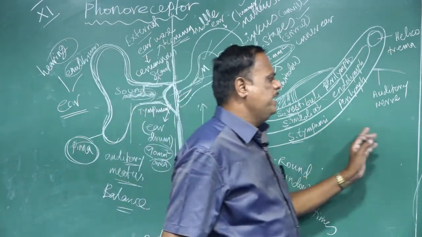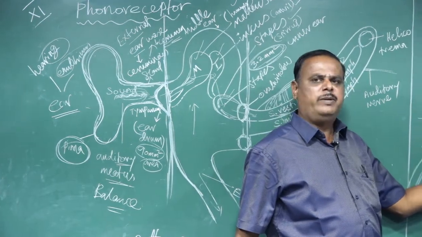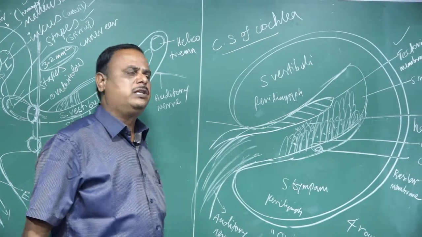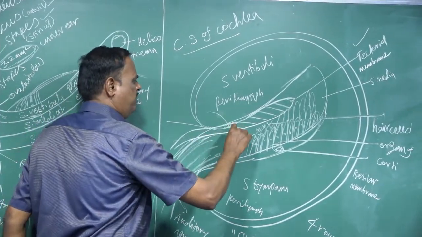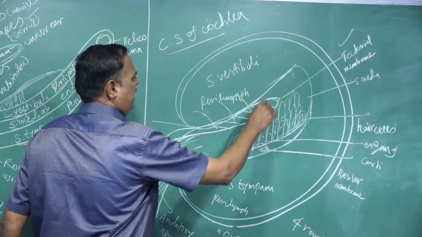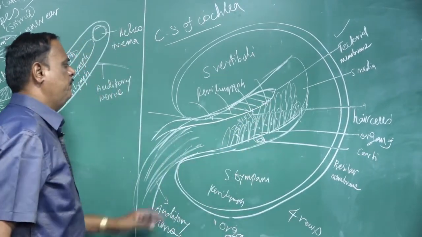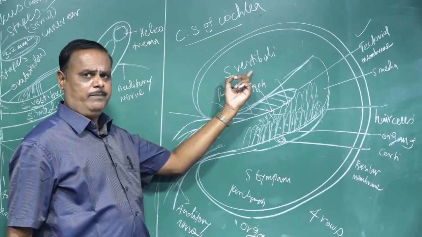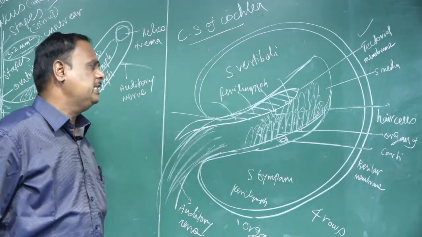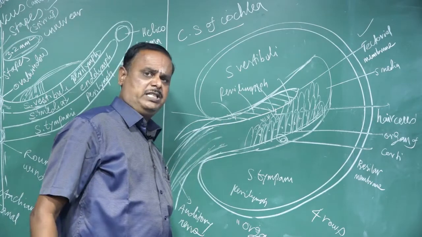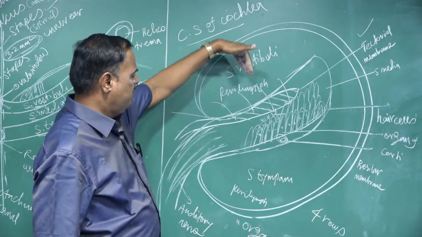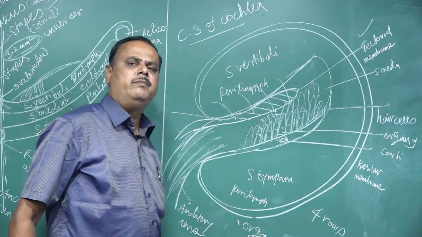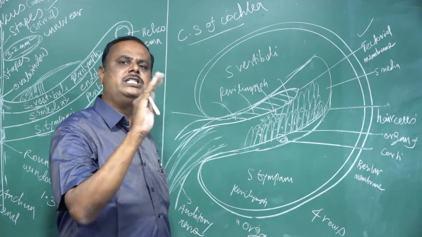In the scala media, the basilar membrane, hair cells, and tectorial membrane are present. Due to the presence of perilymph, high pressure is created in the inner wall of the chamber of the scala vestibuli. Then the pressure waves enter the scala media, and when they do, the hair cells bend.